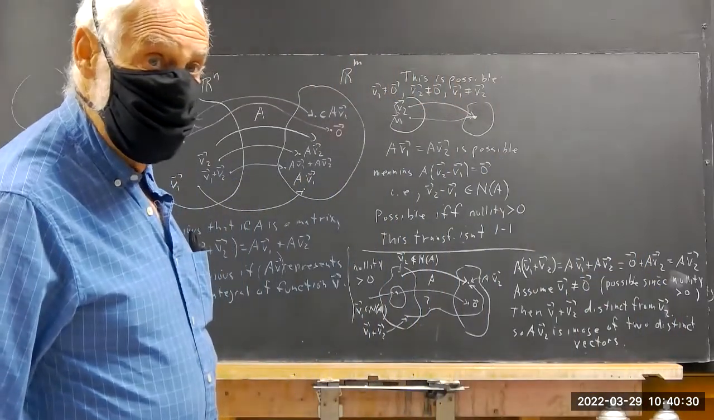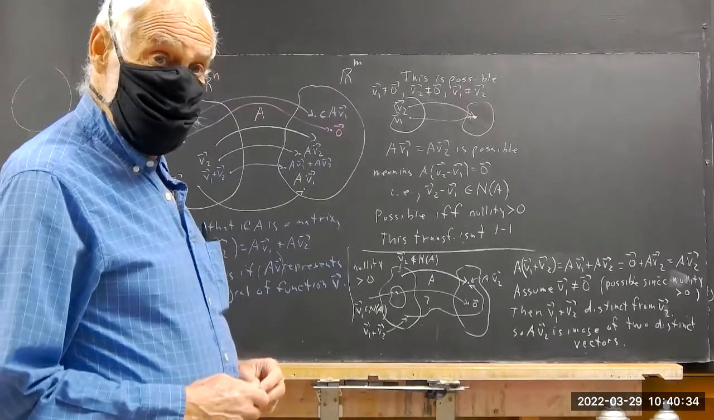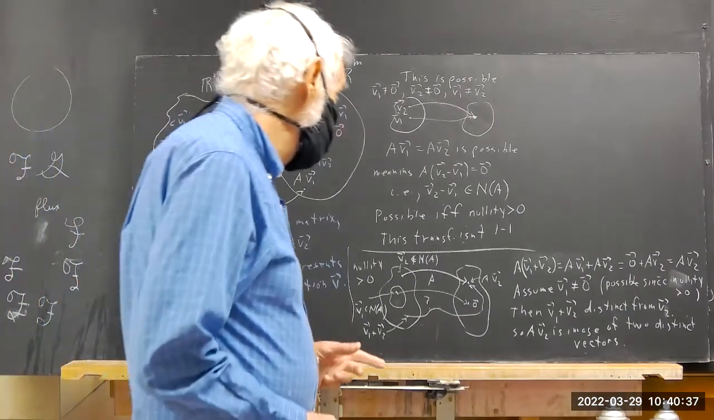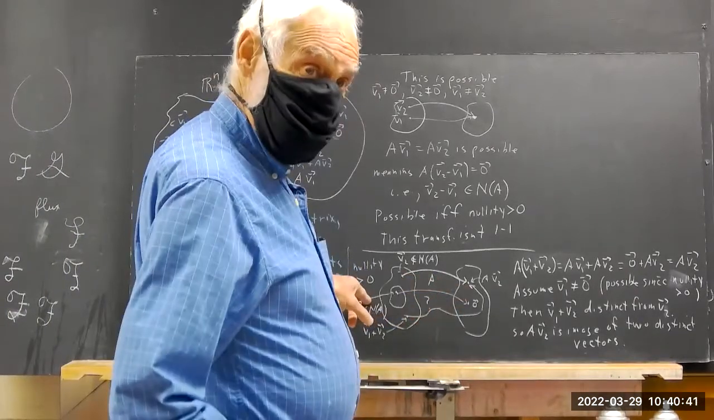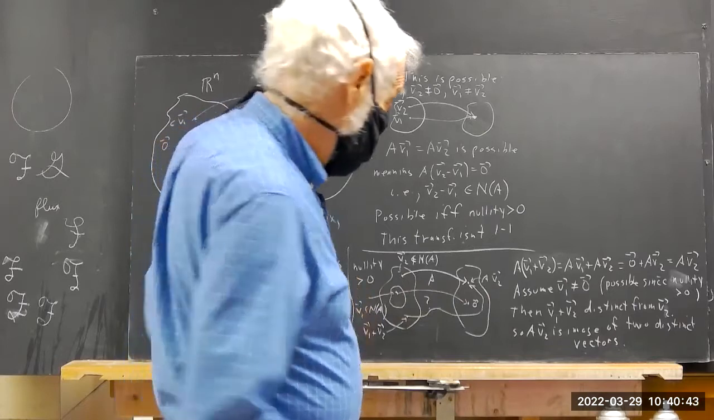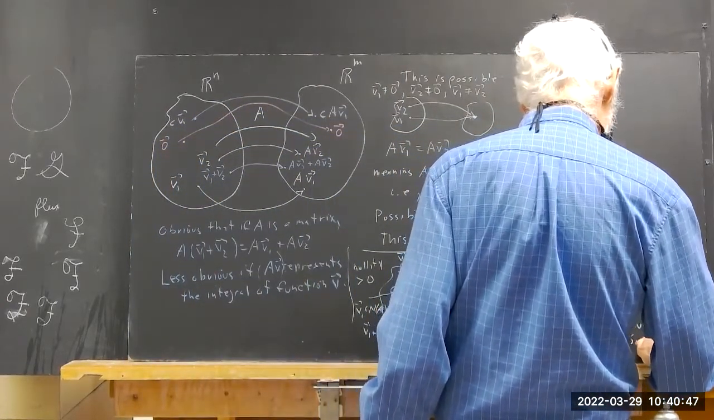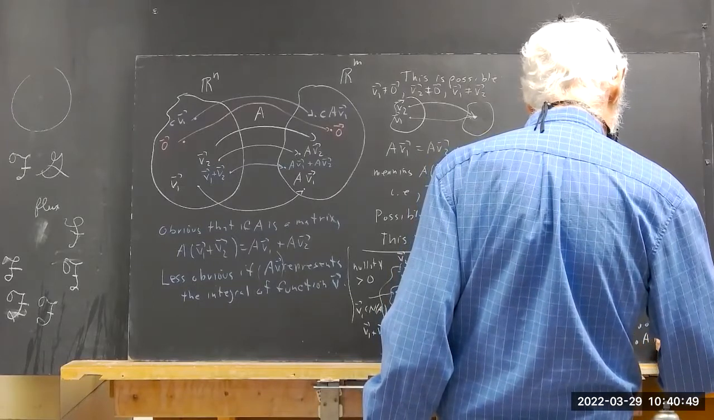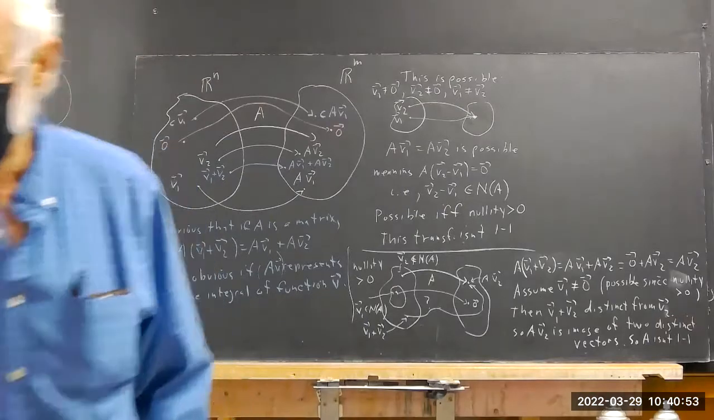Right? So the transformation is not one-to-one. One-to-one means that for every one over here, there's exactly one over here that it comes from. I can say that A isn't one-to-one.